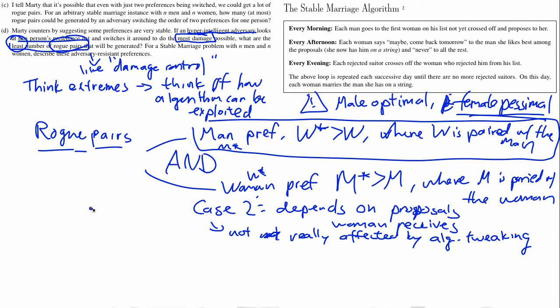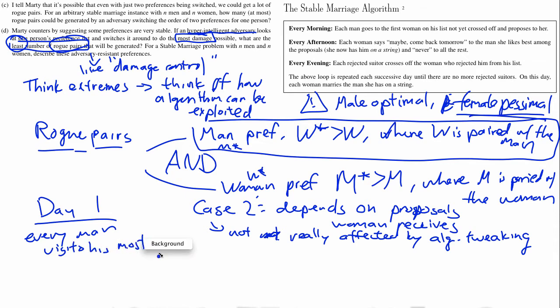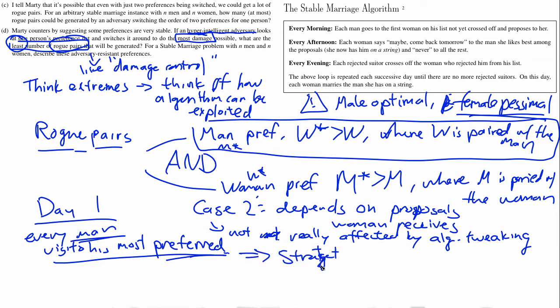So recall how the algorithm works. On day 1, every man visits his most preferred. The only way to take advantage of this is to end the algorithm early. If you end the algorithm sooner, every man will get the person he prefers more. So strategy: end the algorithm sooner.